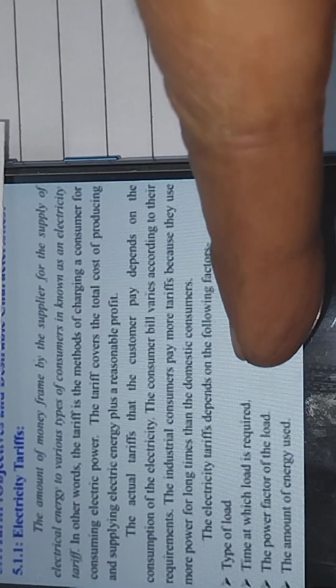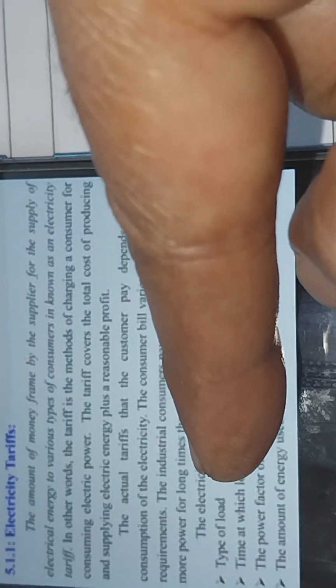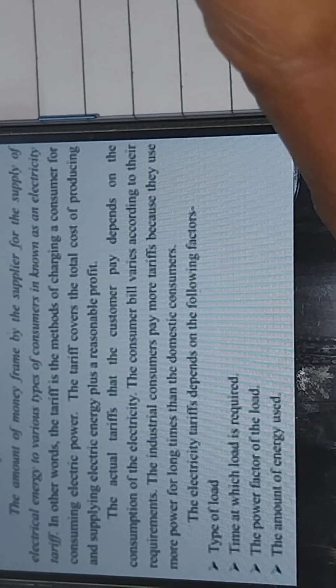So the electricity tariff depends on several factors. First, the type of load, whether domestic, commercial, industrial, agriculture, or street light. Type of load also includes whether it is an inductive load, capacitive load, or a high harmonic injecting load.